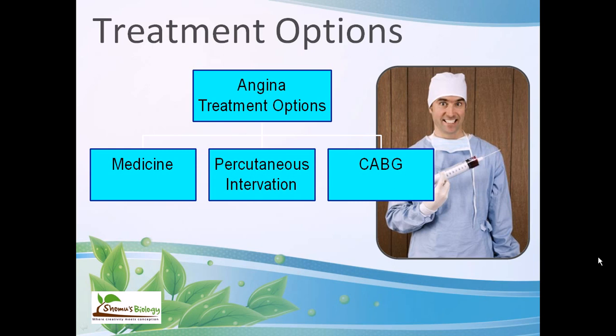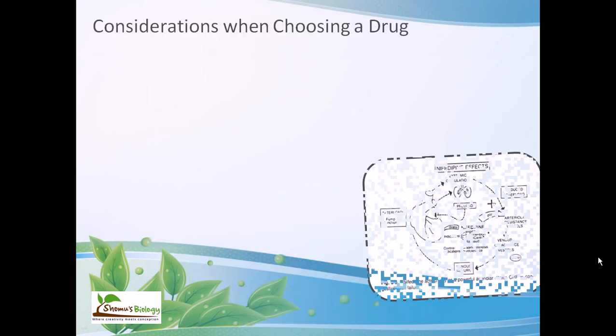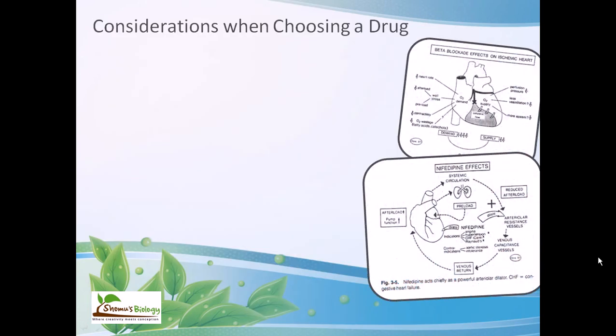We can look for three major types. Actually, you can use medicine, we can use percutaneous intervention, or another totally different type which is called CABG. So very first we'll be talking about medicine and considerations. Obviously we need to talk about what happens when we take medicines, because they're chemical agents, they're doing certain things.